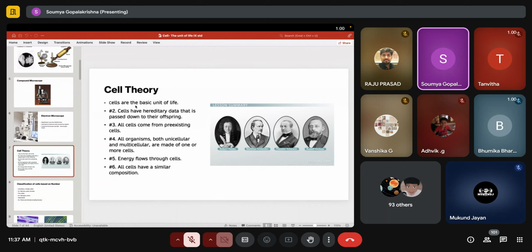That's why the first important postulate of cell theory is that the cell is the structural unit of life. Smallest and structural unit of life. The cell is the functional unit of life. And the third important postulate is that all cells come from pre-existing cells.